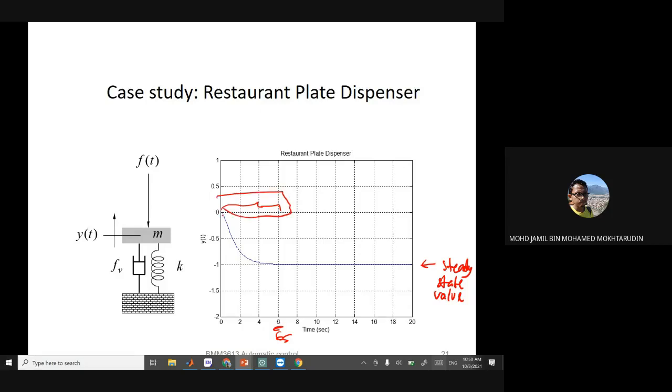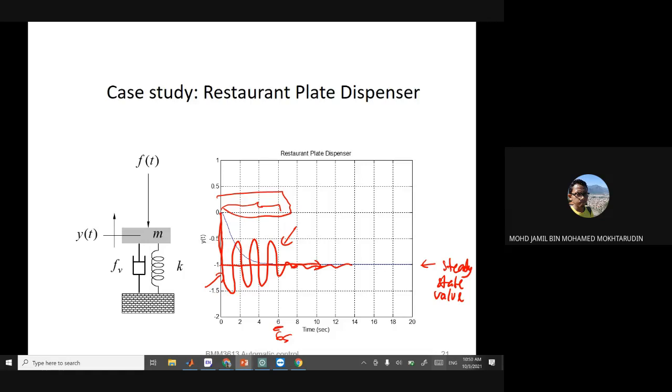Maybe you want the system to be as sharp as possible, something like this. But in real life, there is no such system, because usually you will get a vibration. If you have a system that is quick, like the plate dispenser, whenever you take the top plate, the system will quickly show up the new plate, then the system might vibrate. So what happens is that the system will vibrate before it reaches a steady state.